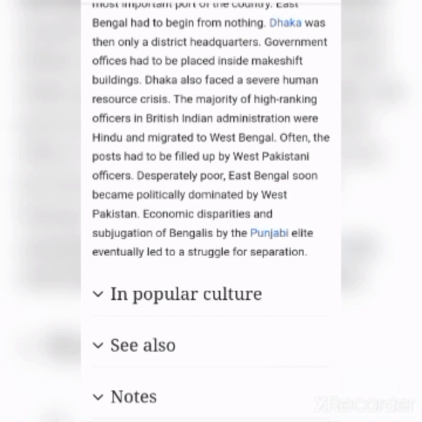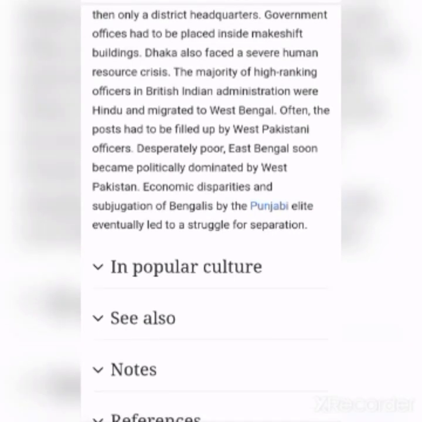Desperately poor, East Bengal soon became politically dominated by West Pakistan. Economic disparities and subjugation of Bengalis by the Punjabi elite eventually led to the struggle for separation.